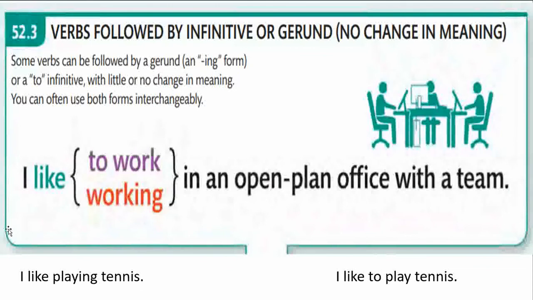Let us proceed to the third pointer. The third pointer is that verbs followed by infinitives or gerunds, no change in meanings. That means now we come across the third category, the verbs followed by infinitives or gerunds both. Previously we have seen certain words followed only by infinitives, then certain main words followed only by gerunds. Now we are going to look at certain words which are followed by either infinitives or gerunds or both. So let us see. Some verbs can be followed by gerunds.